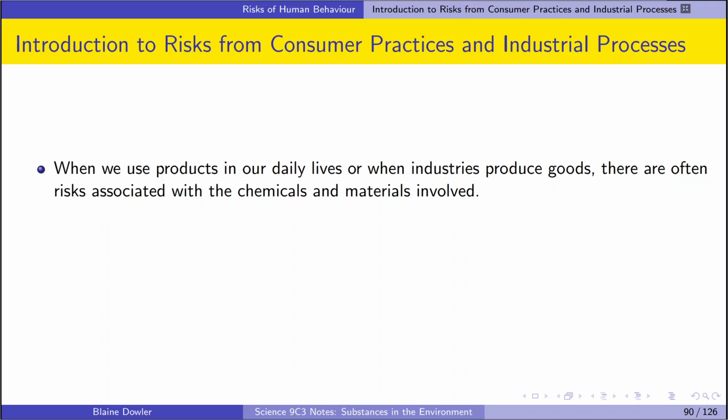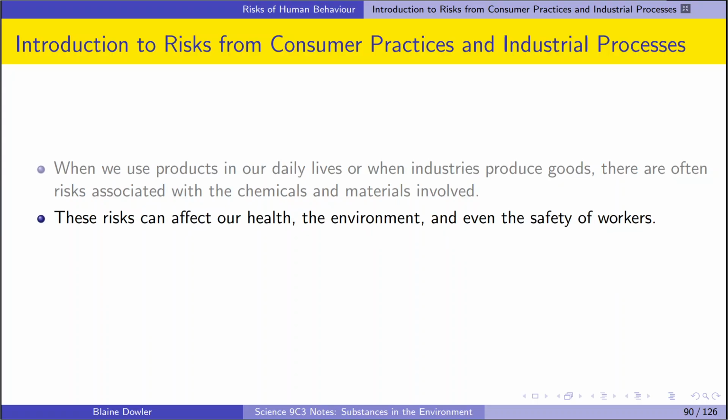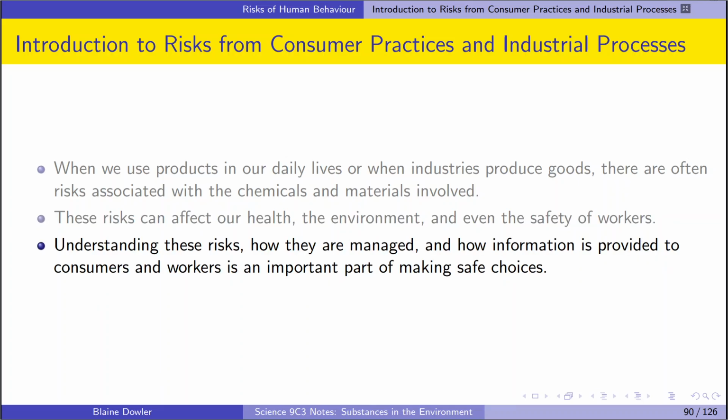Introduction. When we use products in our daily lives or when industries produce goods, there are often risks associated with the chemicals and materials involved. These risks can affect our health, the environment, and even the safety of workers. Understanding these risks, how they are managed, and how information is provided to consumers and workers is an important part of making safe choices.